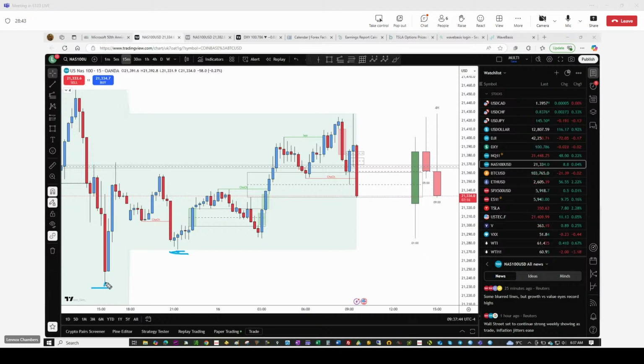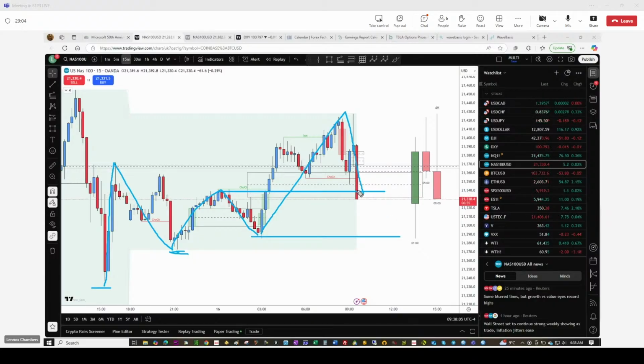We had a 1, 2 here, and then we have another 1, 2, 1, 2, 3, and then now we get this move to the upside. That's going to be a 4, and we're in a wave 4 going down at this point. Yes, that's basically what I'm seeing.